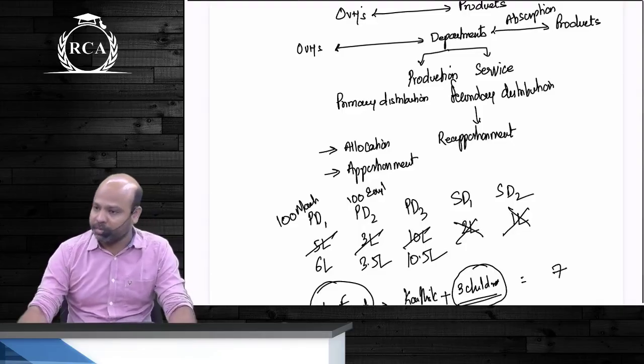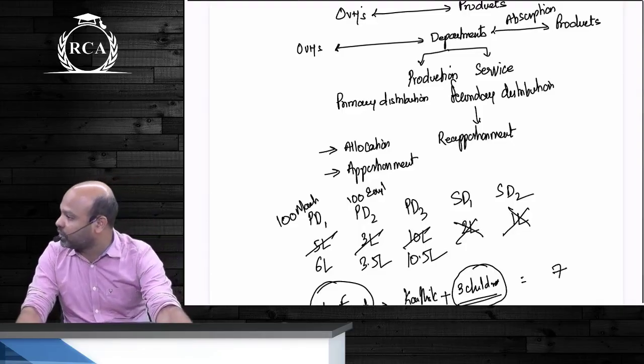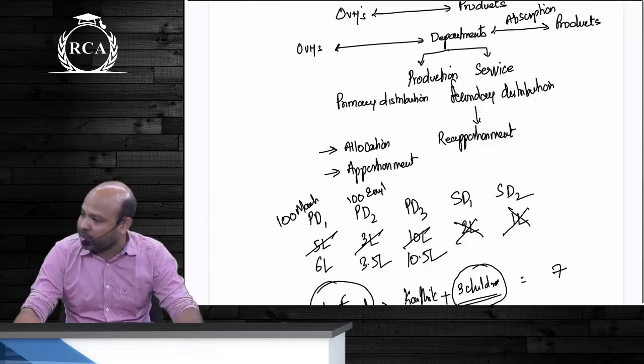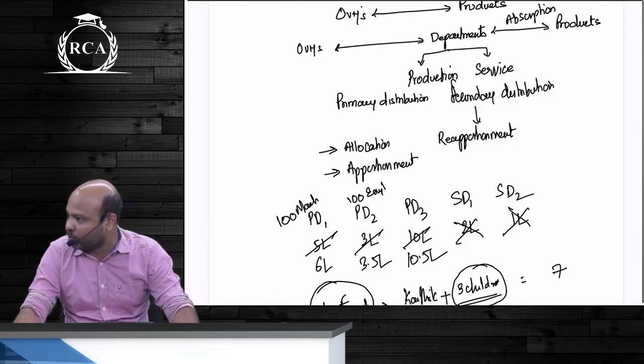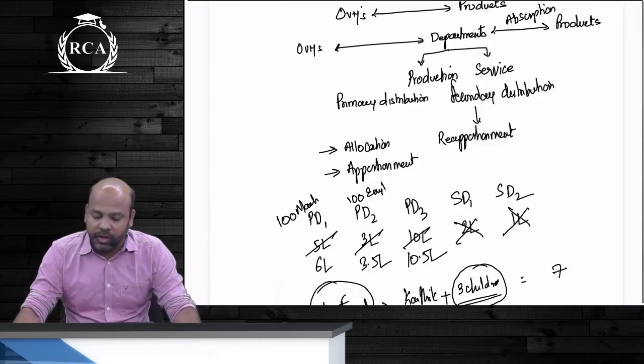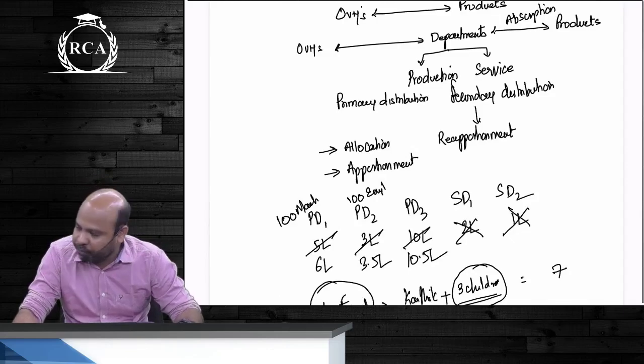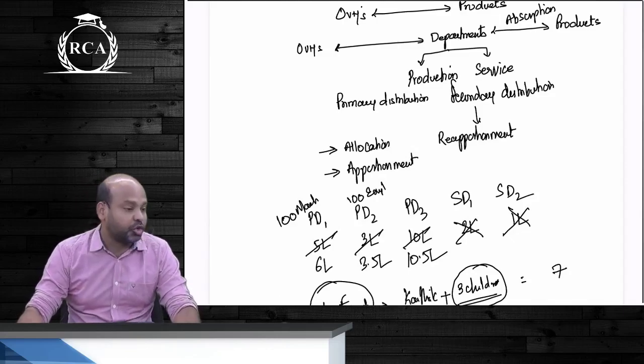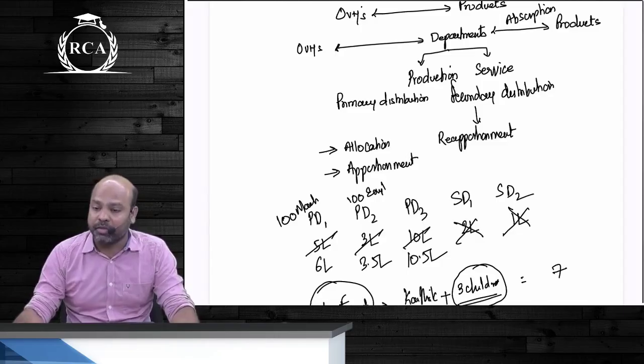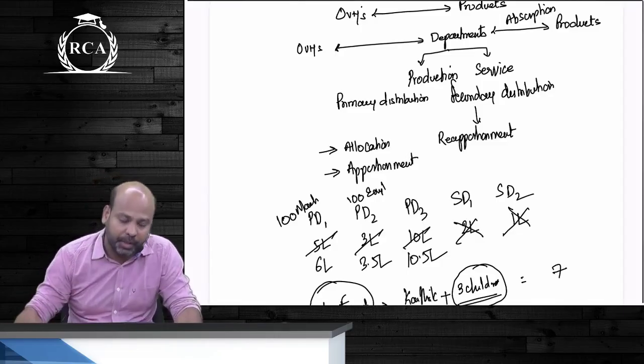This is for apportionment. Once expenses have been transferred to service departments and production departments, we know that we will not be able to absorb overheads from service departments to the end product. This is where you'll perform secondary distribution of overheads or reapportionment. Secondary distribution or reapportionment is transferring overheads back from service departments to production departments.